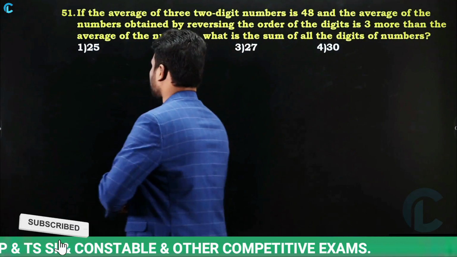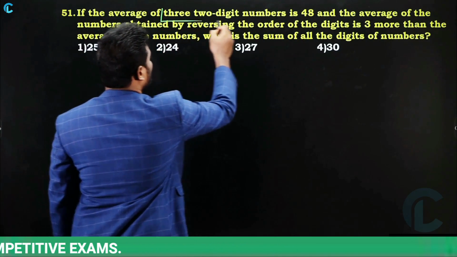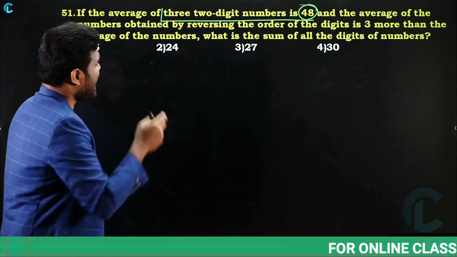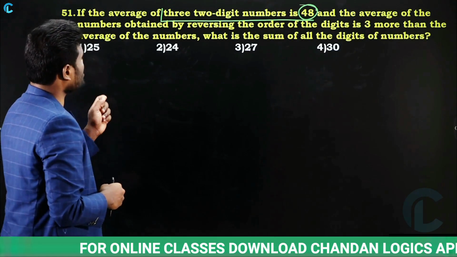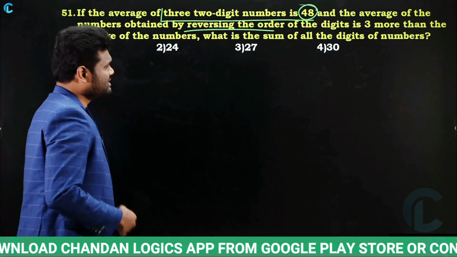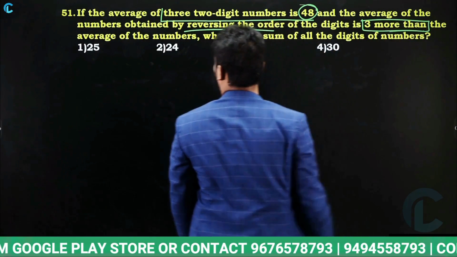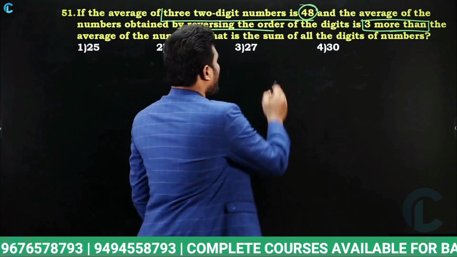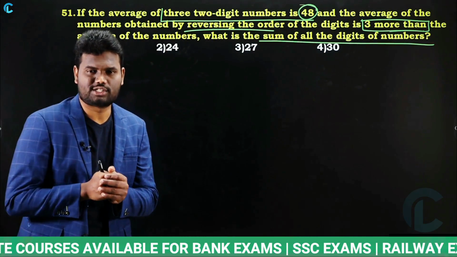These are very good questions. Let us look at the next question. If the average of 3 2-digit numbers is 48, and the average of the numbers obtained by reversing the order, if I reverse, then the average is going to be 3 more than the average of the original numbers. What is the sum of all the digits of the numbers? We are asked to find the sum of all the digits of the numbers.